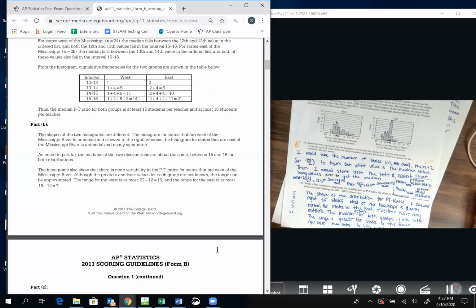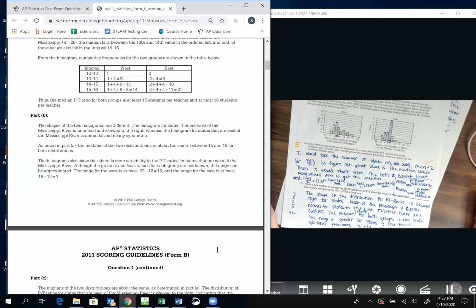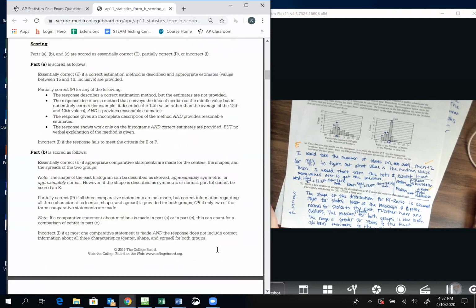They say a lot of words. The range for the west is at most 22 minus 12 equals 10, and the range for the east is at most 19 minus 12 equals 7. Okay, let's check our scoring guideline. Essentially correct if appropriate comparative statements are made for the centers, the shapes, and the spread. Note the shape of the east histogram can be described as skewed, approximately symmetric, or approximately normal.